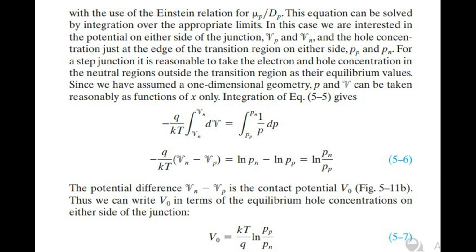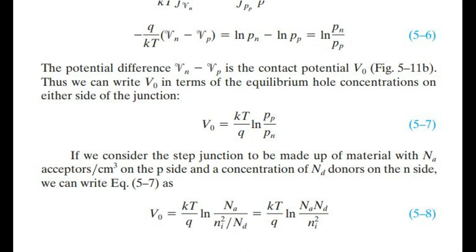Thus we can write V0 in terms of the equilibrium hole concentrations on either side of the junction. If we consider the step junction to be made up of material with acceptors per cm³ on the p side and a concentration of donors on the n side, we can write Eq. 5-7 as follows, by considering the majority carrier concentration to be the doping concentration on each side.